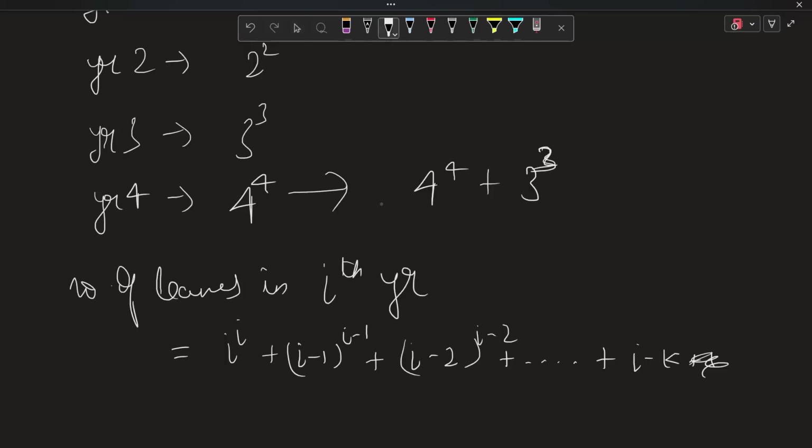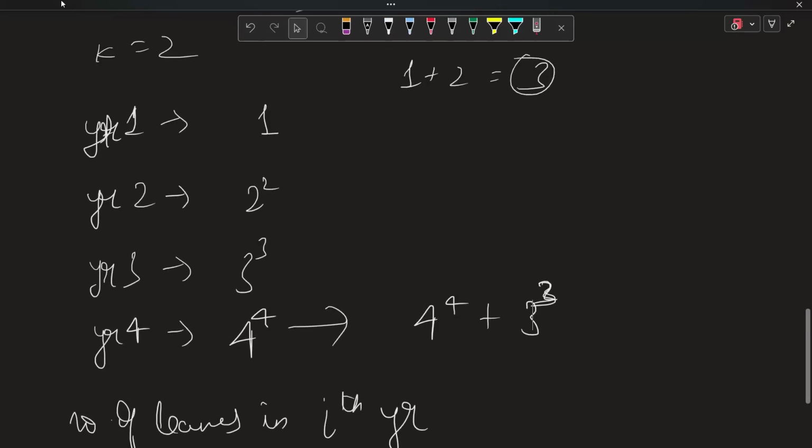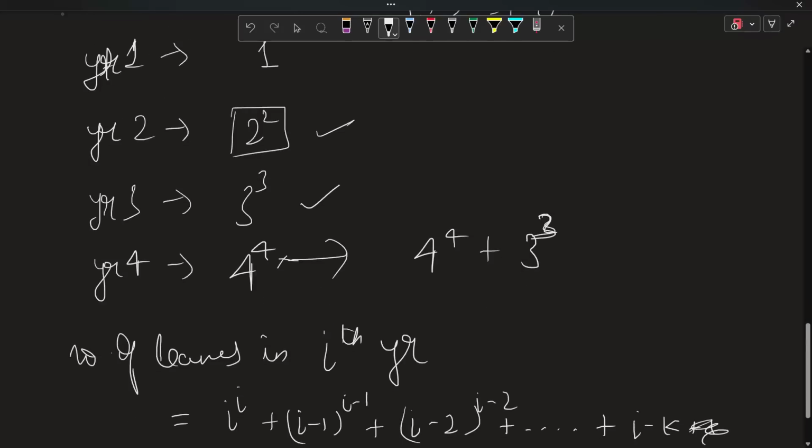So what does that mean? If k is 2, this leaf would last for 2 years, this year and this year. It won't last in the 4th year. So for the nth year, the leaves that would last would be the leaves from this year and the leaves just before that, up to the last k terms. If k is 2, we would take the last 2 terms. If k was 3, we would take the last 3 terms.